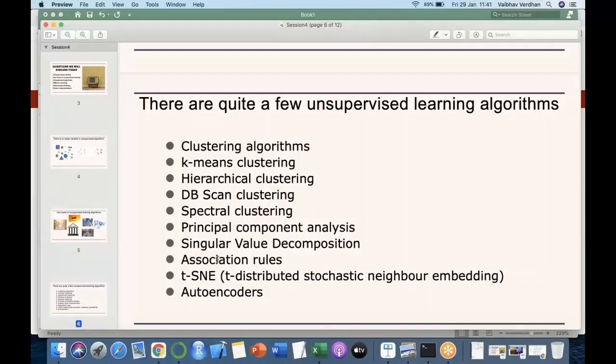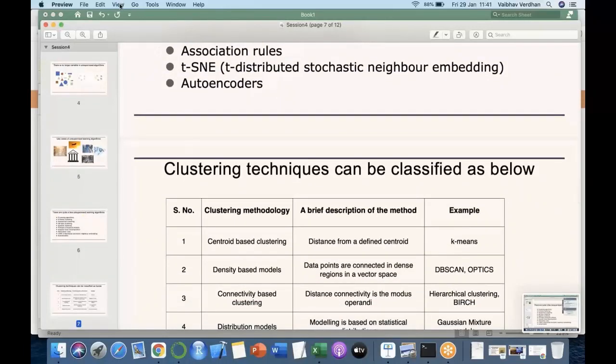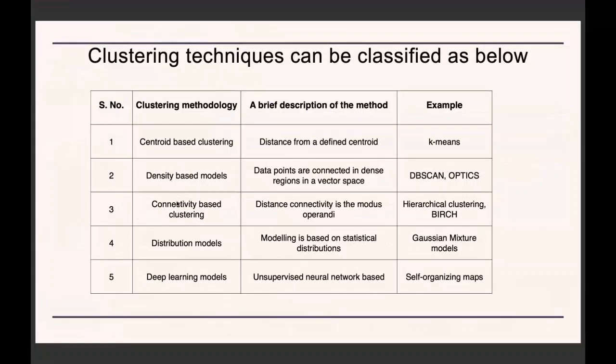Association rules are, again, like market basket analysis. They can be called unsupervised learning algorithms. Then you have neural network based algorithms, t-SNE and autoencoders. They are, again, unsupervised learning algorithms which can be used for your images and for your text data. Okay. Today we are going to focus upon clustering techniques. In the next sessions, we will be talking about other unsupervised learning algorithms.